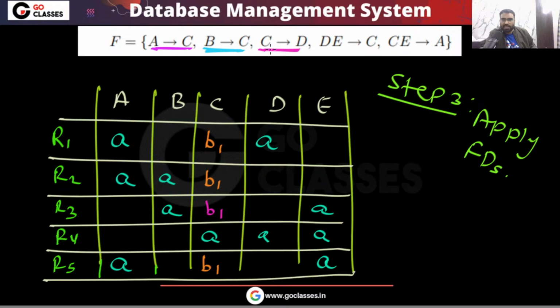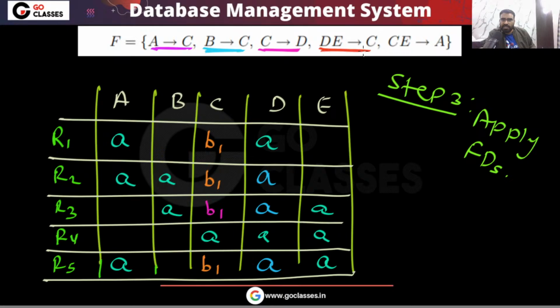Let's apply this FD, C determining D. It means that whenever two tuples have same C value, they must have same D value. Yes or no? Look at these tuples, they have same C value, so they must have same D value. Here D value is A, so this same D value I will put here, here, here. Very simple. Next, let's see which we can apply.